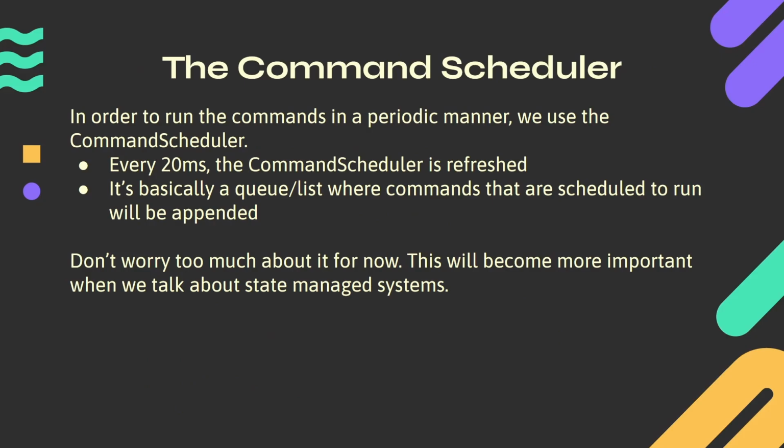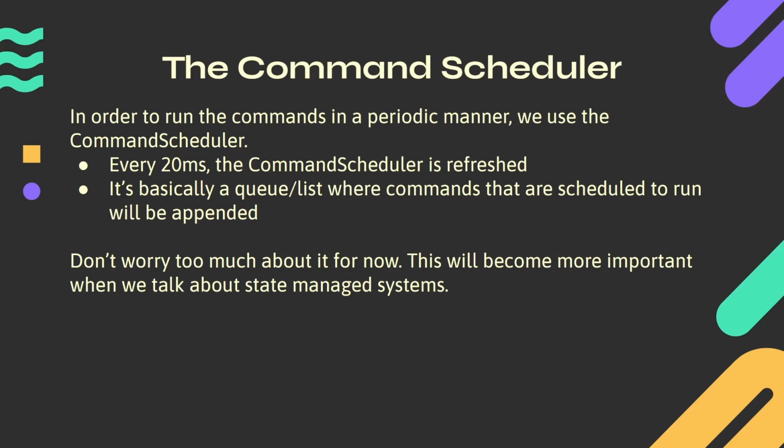Another thing I want to touch on, which makes up the backbone of command-based programming, is something called the command scheduler. At any given point, you have a lot of different commands that you could run at once. Depending on all the mechanisms you have, you might even have commands running in parallel at the same time. So every 20 milliseconds, we have this thing called a command scheduler that gets refreshed. For those of you who've taken data structures, if you know what a queue is, basically commands are appended to the queue, and then they're scheduled to run in a specific priority, depending on when they're added.